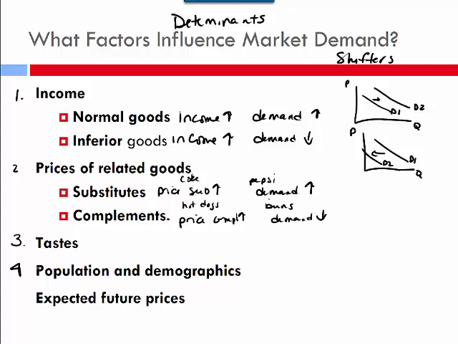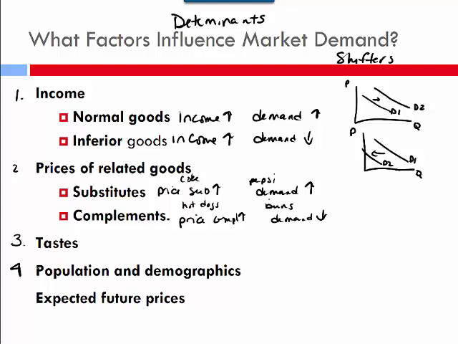Number 4, population and demographics. If there's more people, let's say the population's increasing, then some of those people are going to be willing and able to purchase your product, so the demand will go up. If the population's decreasing, same thing. There's less people available, so the demand would go down.